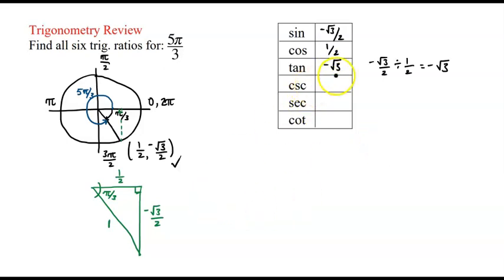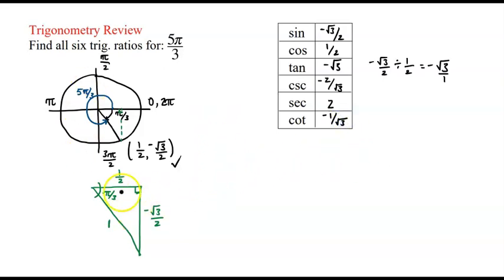Our cosecant, we said, is just the sine flipped. And remember that we're not picky about whether or not we rationalize the denominator. So cosecant is negative 2 over root 3. Generally, if we have a negative, we're going to just place that negative in the numerator. And secant is 1 over cosine, meaning that we're flipping 1/2, and we get a secant of just 2. Finally, our cotangent is just flipping tangent. And because this negative root 3 is the same as negative root 3 over 1, our cotangent is going to be negative 1 over root 3.